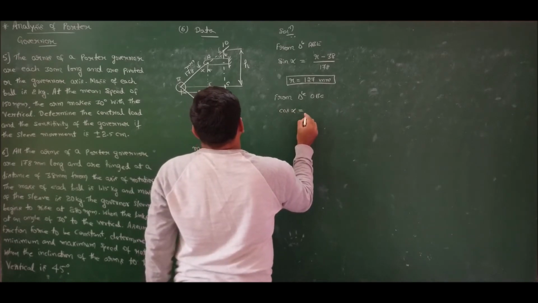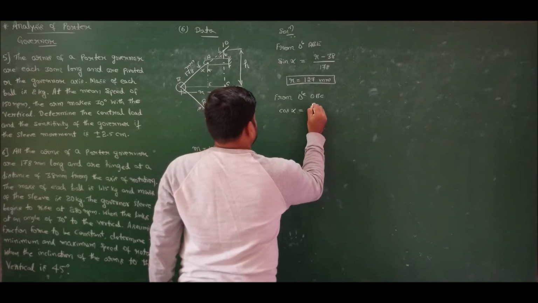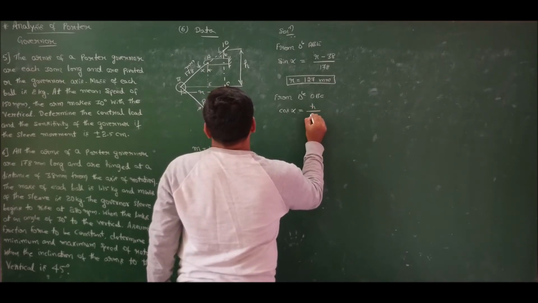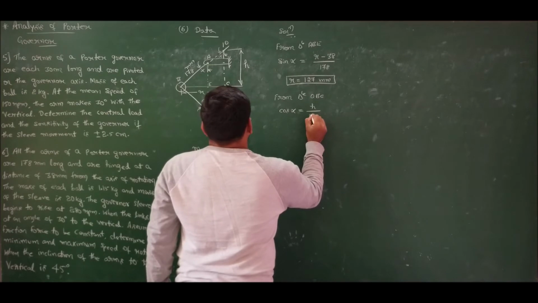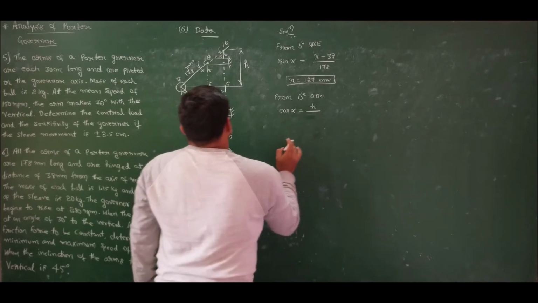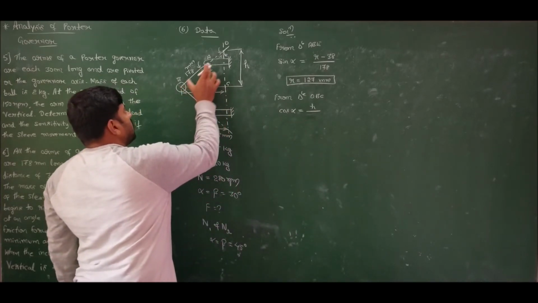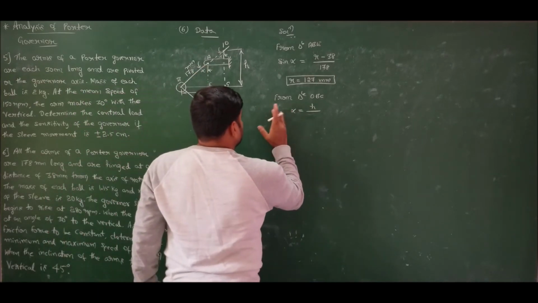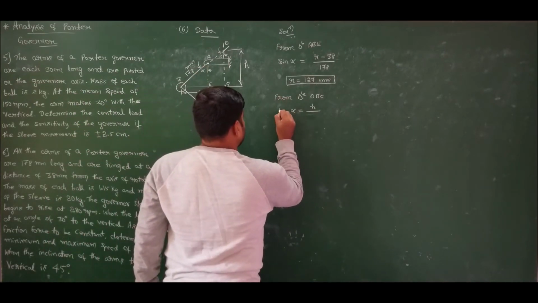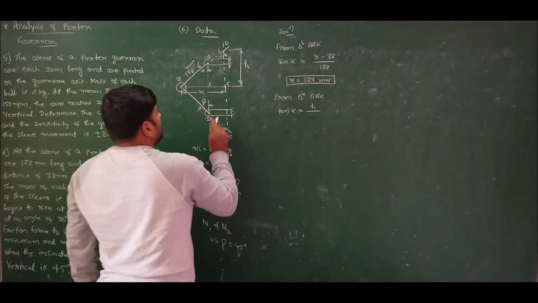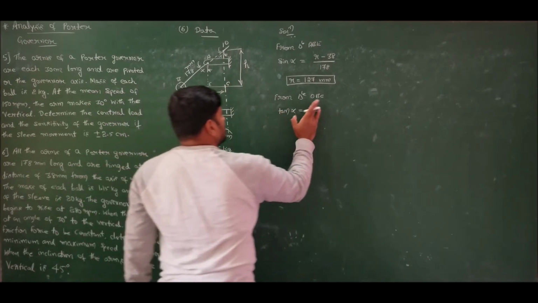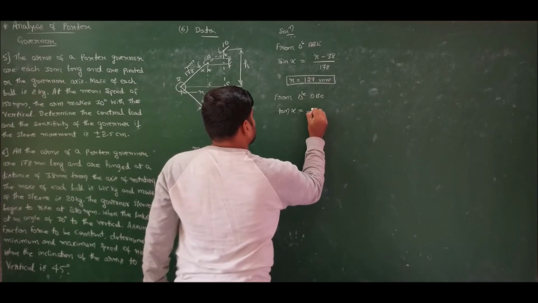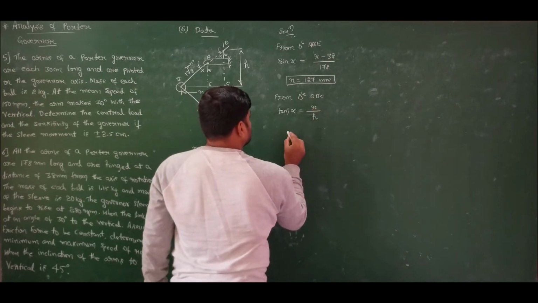Cos alpha is equal to adjacent side H divided by hypotenuse. I don't know what the hypotenuse is, correct? Because I don't know what OB is, I know only AB. So let me go with tan alpha. Tan alpha is equal to opposite by adjacent. Opposite is R, adjacent is H.